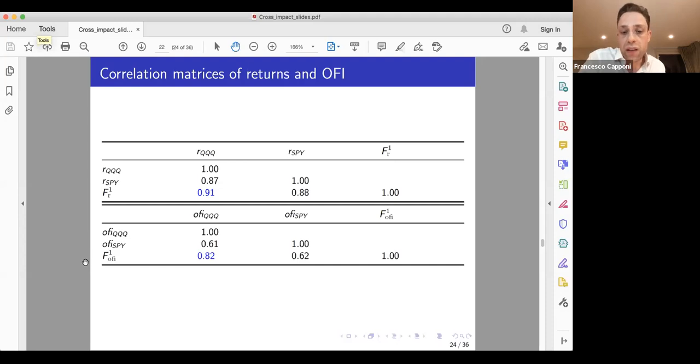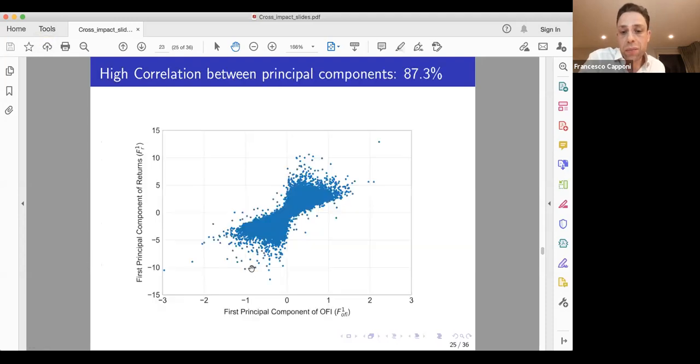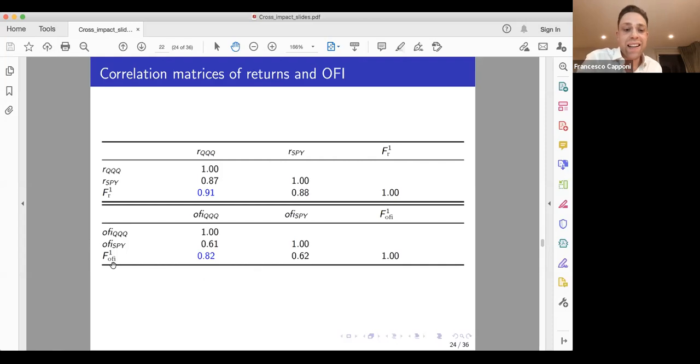If we move to the correlation metrics on the bottom, we can see that the first principal component of OFI has a correlation of 82% with the order flow imbalance on the ETF QQQ, which tracks the NASDAQ 100. So we can see that the first principal components of both the returns and the OFI are really closely related to the overall market movements.